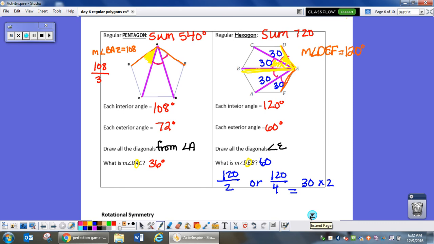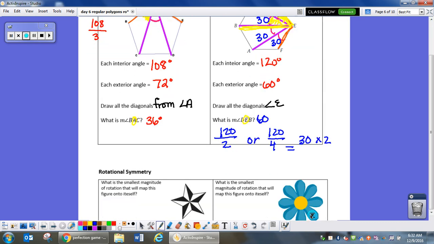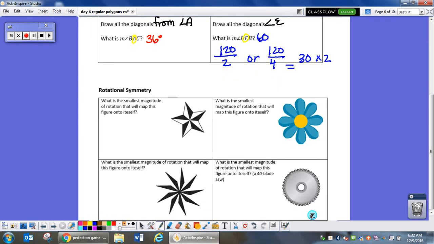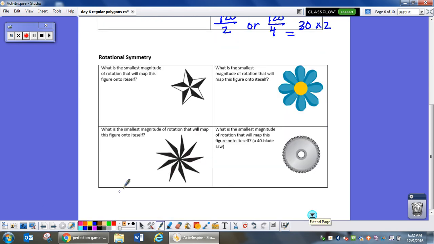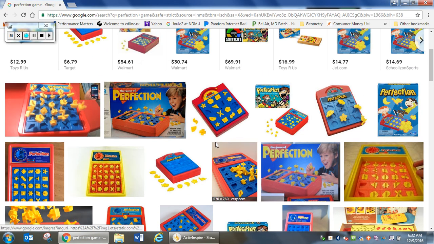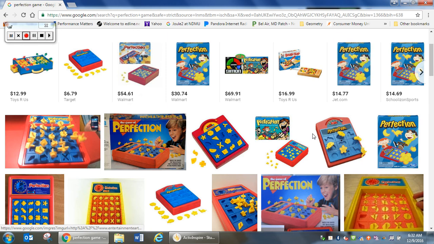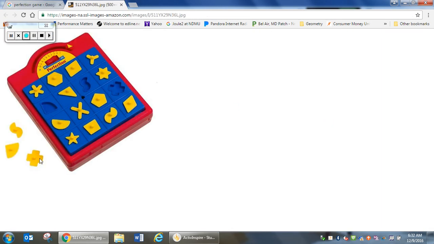That concludes regular polygons. That's really all you need to know. And the last little lesson is on rotational symmetry. So rotational symmetry, you want to think of the game Perfection. If you remember Perfection, you have to fit the figure into that little piece. So if you're looking at a piece like this, you've got to think how many times could you turn it so it would still fit into the little hole. There are some that you could turn and fit in different ways more than others, and that is because of its rotational symmetry.